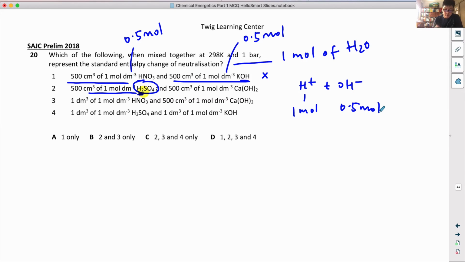Oh, sorry, it's not 0.5. Because of calcium hydroxide, there's a 2 here, so it's also going to be mass times 2. Which is also 1 mole there. So this means actually 1 mole of water will be formed. Right, so 2 must be correct.